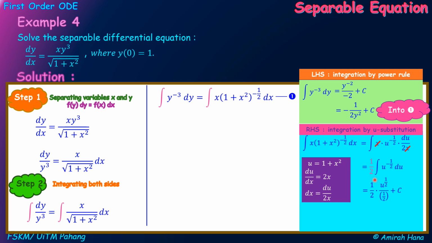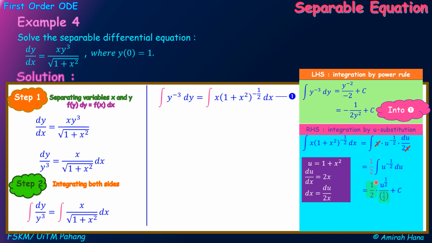So after we integrate, no more integration symbol. We still have constant half in front here. So when we integrate using power rule, we have u to the power of negative half plus 1. So we get u to the power of positive half, and then over negative half plus 1, which equals positive half. And then after that, we put plus c.